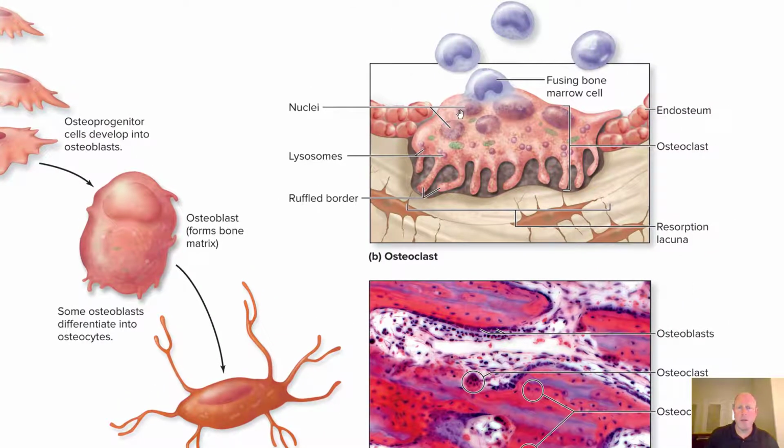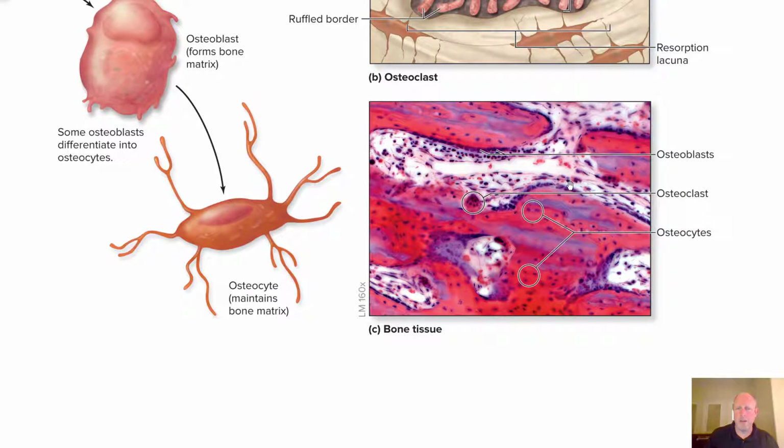Over here, we can see the nuclei of an osteoclast, and the endosteum, where it's located, fusing the bone marrow cell. These lysosomes play a role here, and we'll talk about them shortly. Here is the ruffled border, and then the resorption lacuna all through here. You can also see a more microscopic view, as through a microscope, showing osteoblasts, osteoclasts, and our osteocytes, the little guys here.